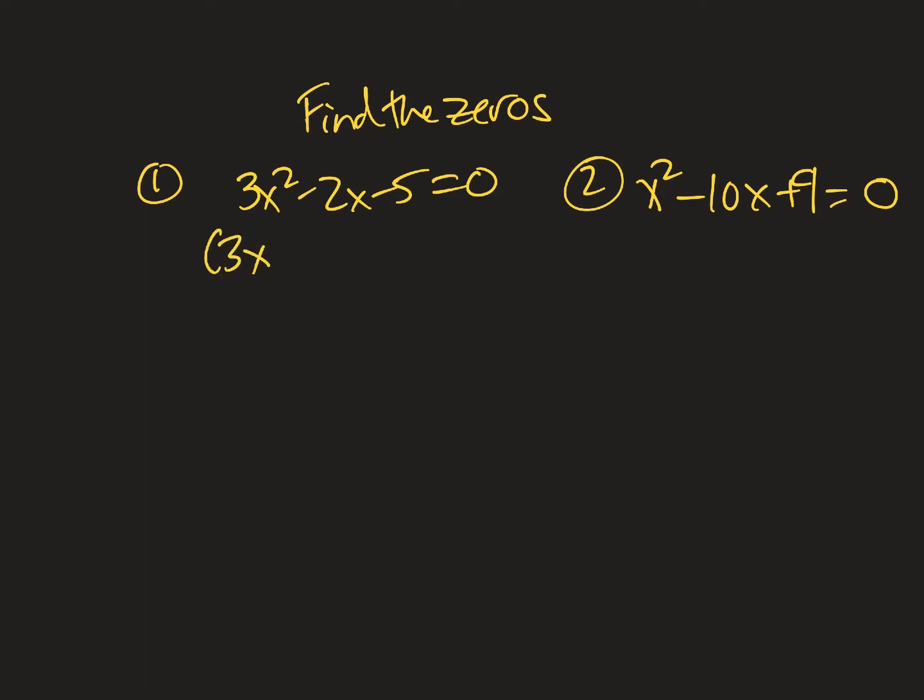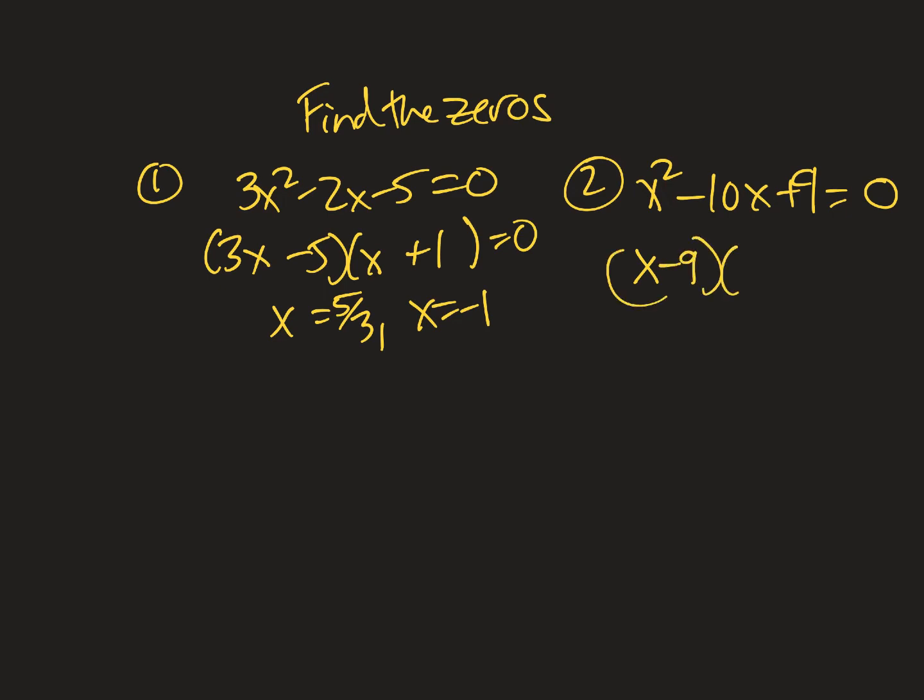So it factors to 3x and x, and minus 5 plus 1 equals 0. So then set each factor equal to 0 and solve. So 5/3 and -1. So those are your 2 zeros. Whereas in number 2, this factors to x minus 9, x minus 1. So your 2 zeros are 9 and 1. I mean, the hardest part about finding the zeros is the factoring, which we did in the previous part.